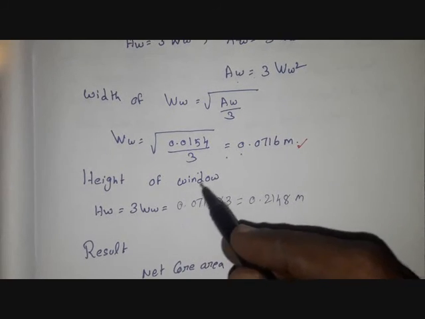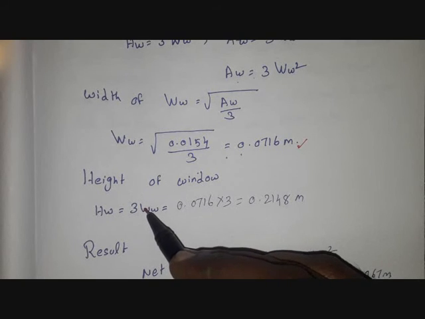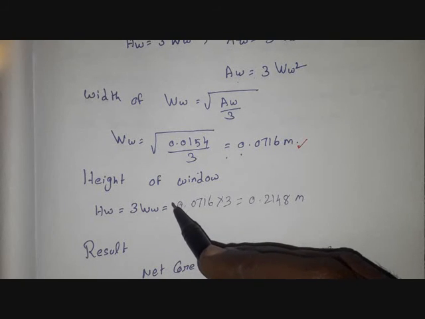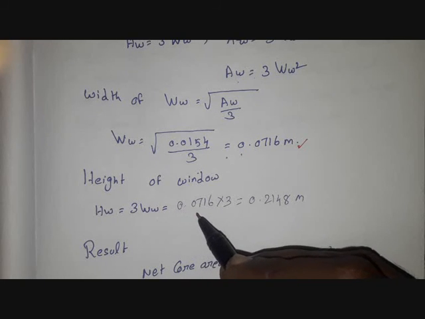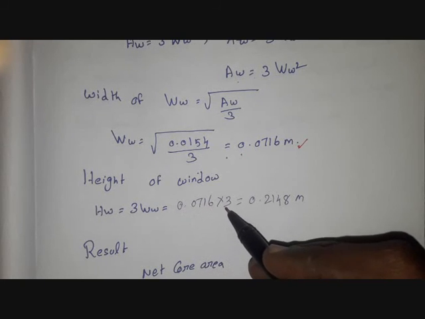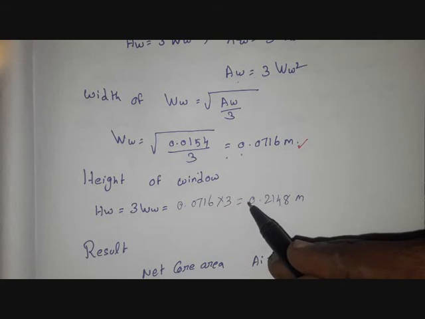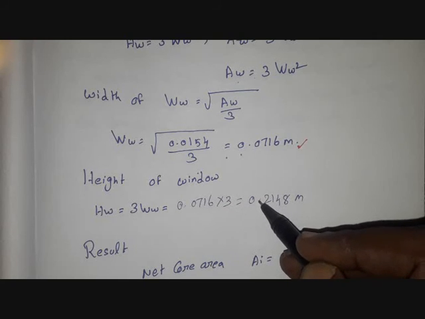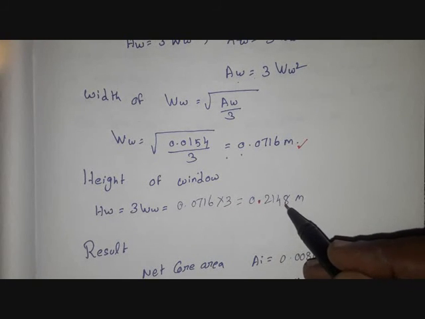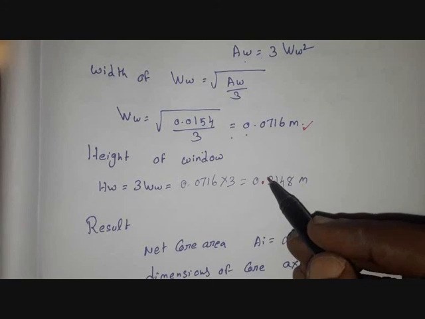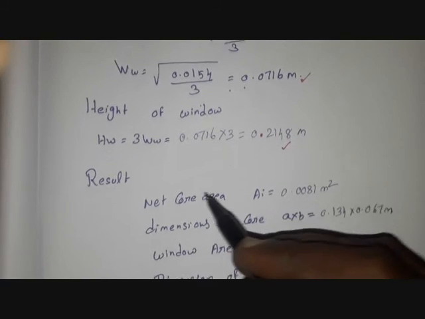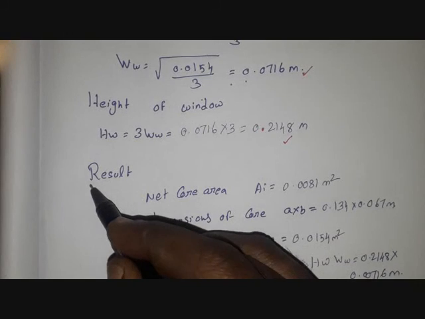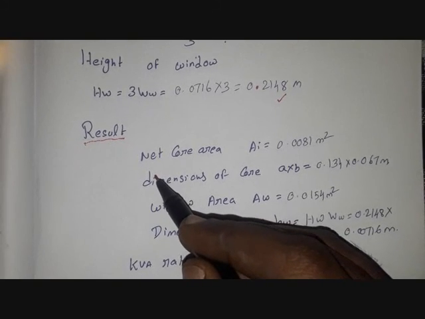Then height of the window. So height of the window is equal to 3 into width of the window, that is 3 times the width of the window. So 0.0716 into 3 is equal to 0.2148 meter. So we get all the result. Now segregate this, the result. Let me write the subheading result or output, anything.